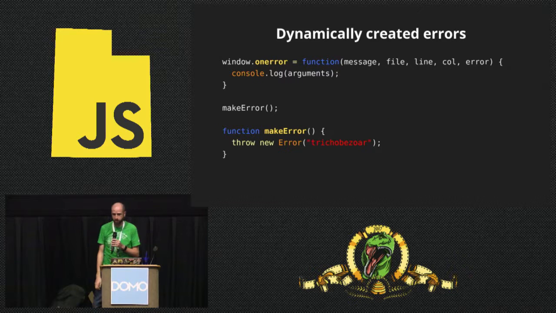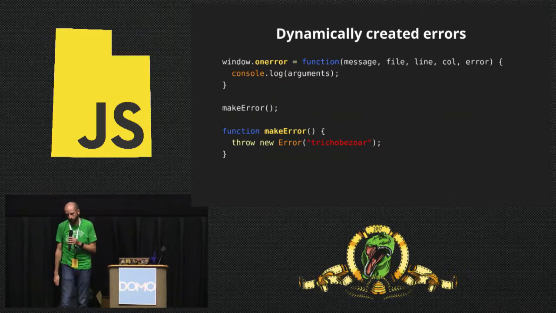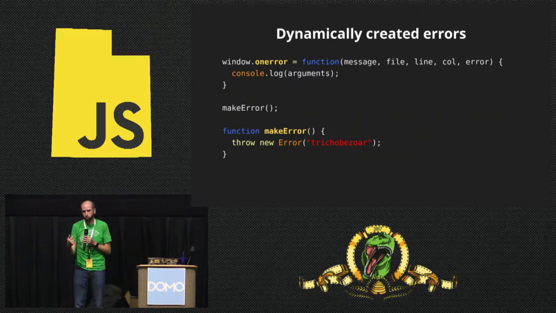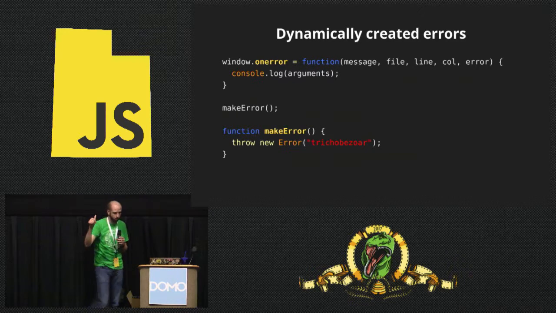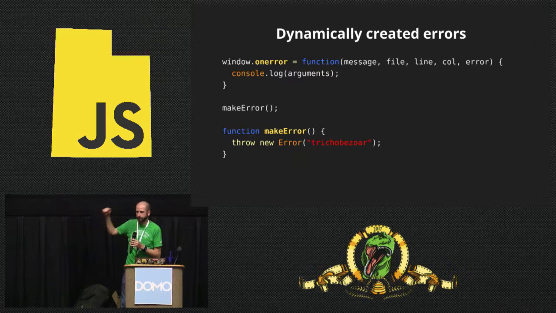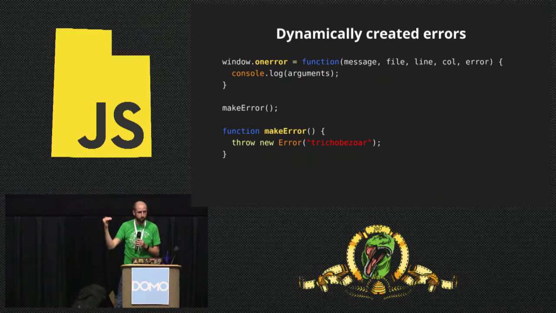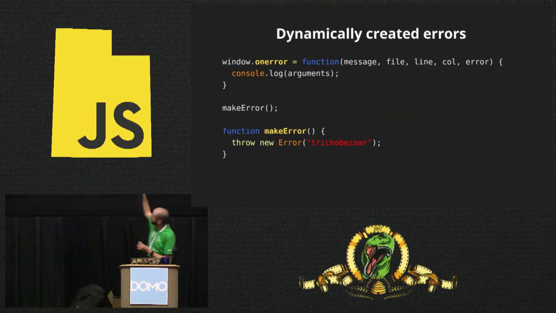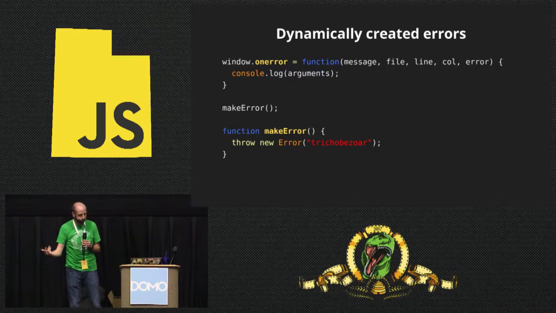But there are other types of errors where you can dynamically create an error. And when you dynamically create an error, you are expecting that that error is actually going to occur. So for example, we're triggering our trichobezoar error. And when we trigger that, we expect that to come up. It's coming up. We know it's going to happen, but when we trigger it and when we throw the trichobezoar, that shows up inside window.onError too, as we'd expect, right?